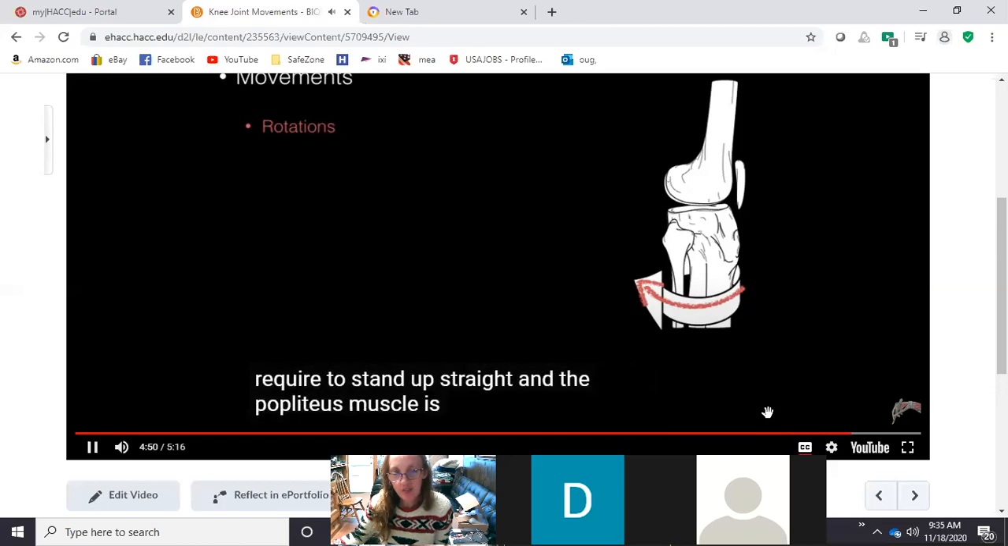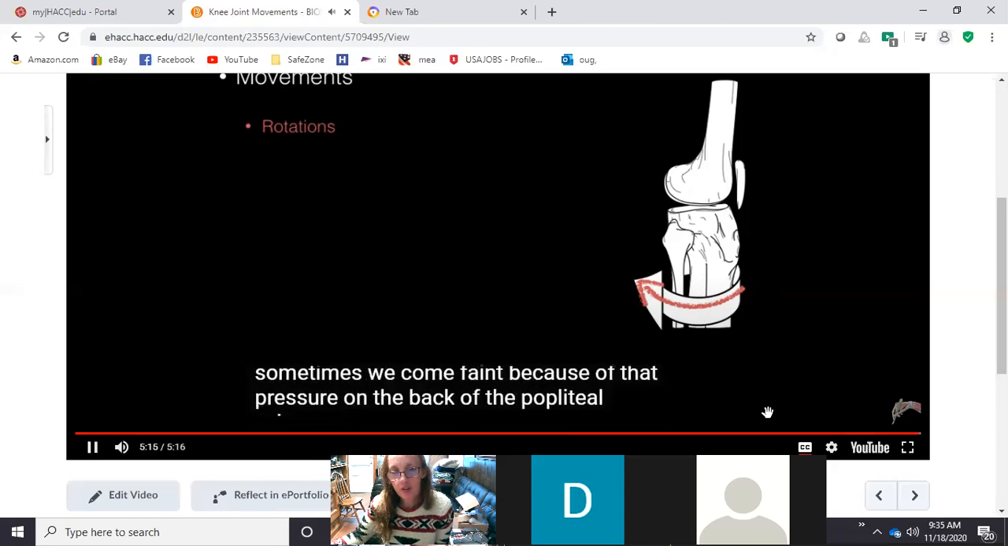And the popliteus muscle, when it contracts, helps to unlock or unrotate that knee joint. By doing this, you put more tension on that fascia on the back of the popliteal fossa, which then can help put pressure on the popliteal vein, possibly preventing return of blood. And that's why some people who stand at attention for long periods of time can sometimes become faint because of that pressure in the back of the popliteal vein.